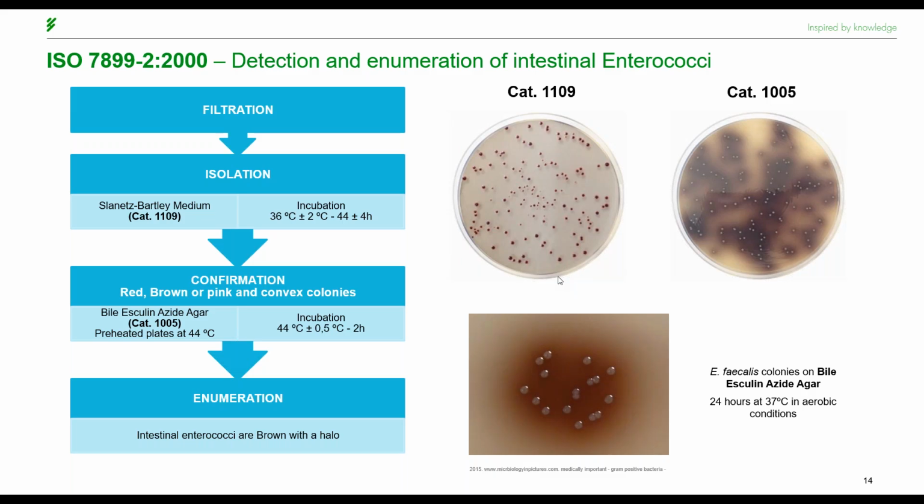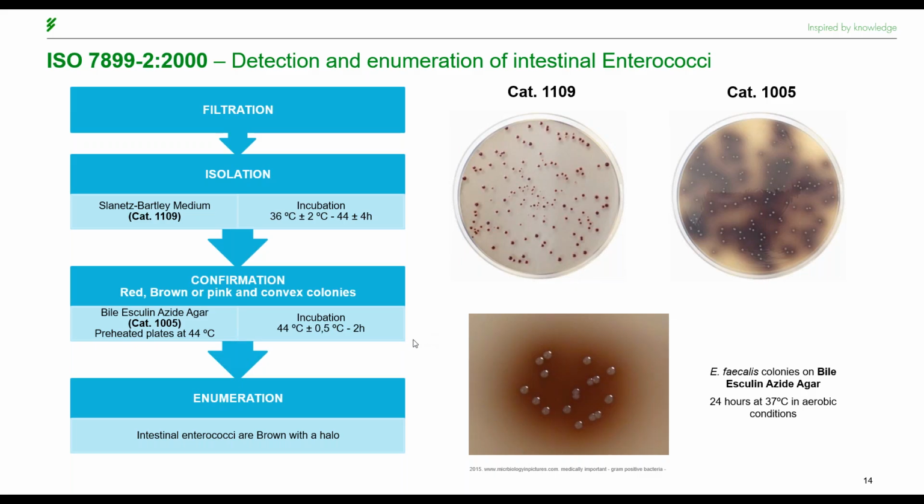Then these typical colonies are confirmed on bile aesculin azide agar that has been preheated at 44 degrees Celsius. Enterococci are capable of hydrolyzing aesculin at this temperature in a couple of hours, and they form a brown to maybe black compound that diffuses in the medium, as we can see here on the plate on the right. This is taken as a positive reaction, and they are listed as intestinal enterococci.